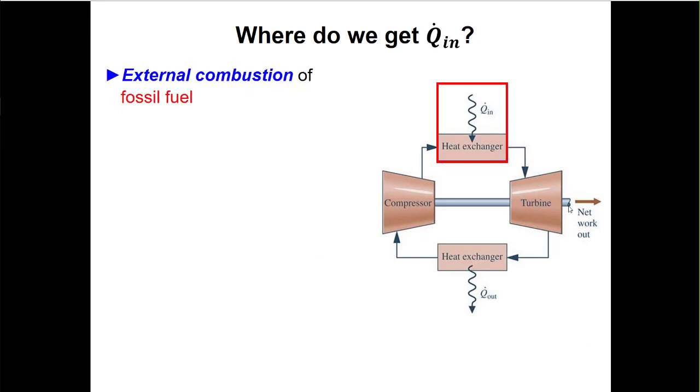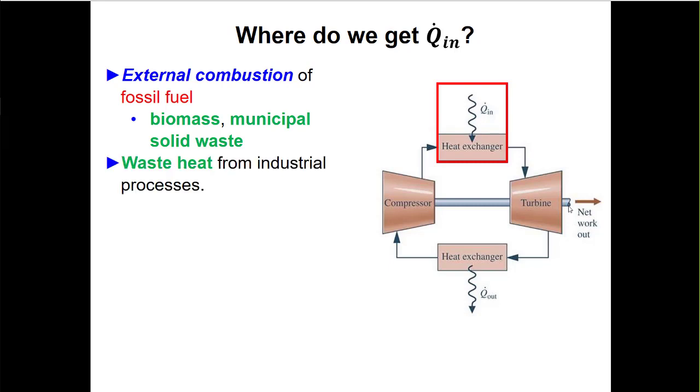So where do we get our heat from, right? Typically, the big use for these Brayton cycles is natural gas power plants. So typically we're burning natural gas, right? But you could also be burning other types of fuel to use these Brayton cycles, things like biomass or municipal solid waste, which apparently is hard for me to say. You can get waste heat from an industrial process. So maybe you have a Rankine cycle, right?